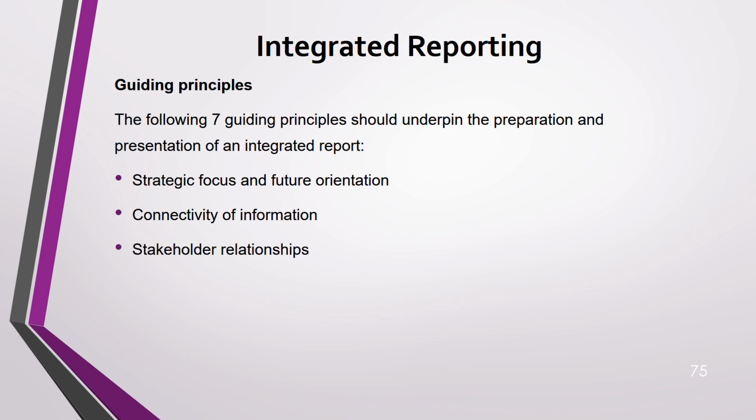You are giving information to a wide range of stakeholders, not just shareholders. You are giving information to customers, to suppliers, to manufacturers. Okay. Materiality. When you are giving information in integrated reporting, it should be material information, not immaterial. Conciseness. Keep it short and brief, to the point, not detailed. Reliability and completeness. Completeness is including everything.